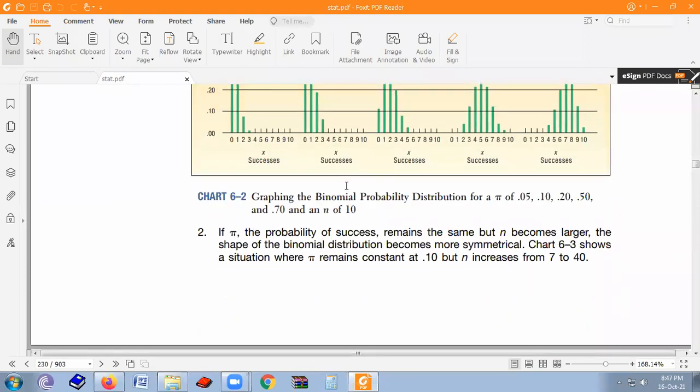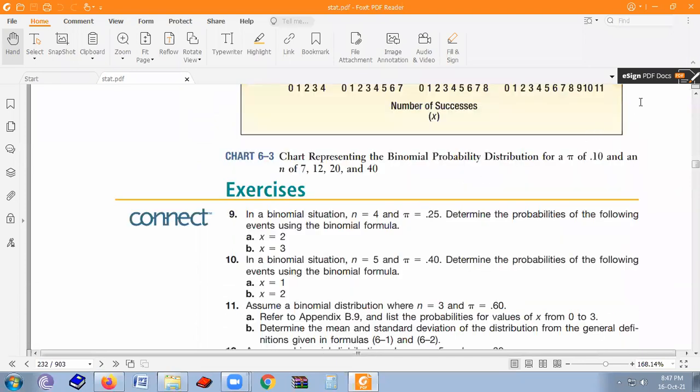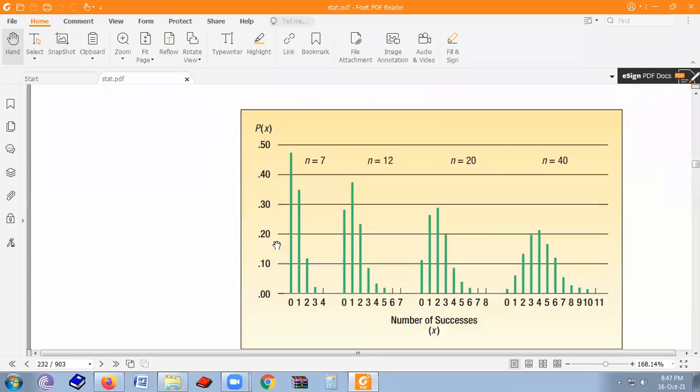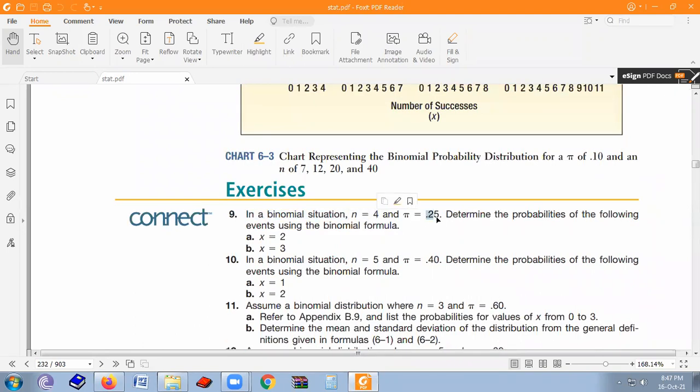For example, exercise number 9, page number 201. The question is that in a binomial situation n equals 4 and pi equals 0.25, determine the probability of the following events using the binomial formula: x equals 2 and x equals 3. This is the given question. Then from this question you have to find the probability of x equals 2 and x equals 3.